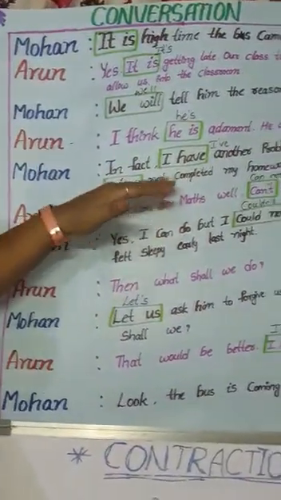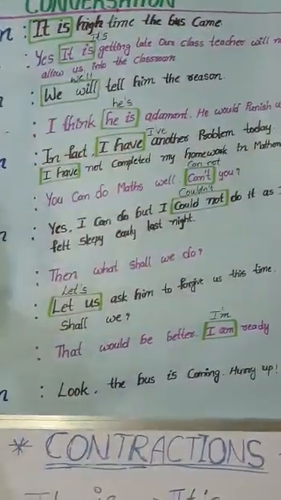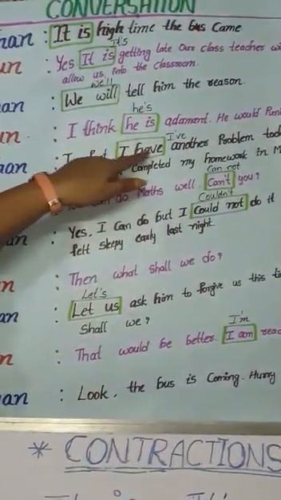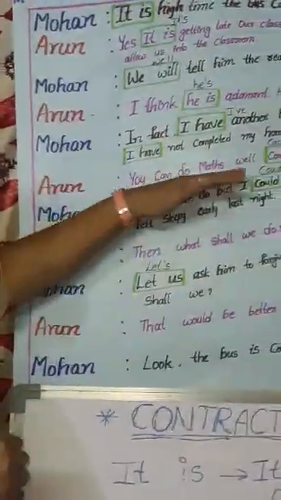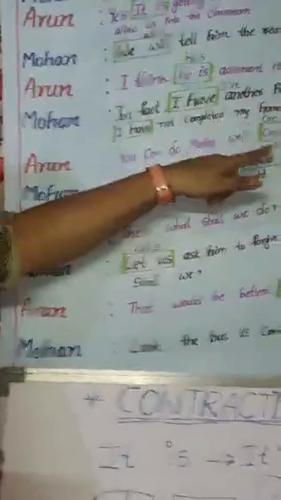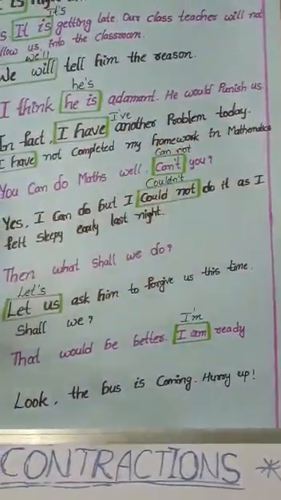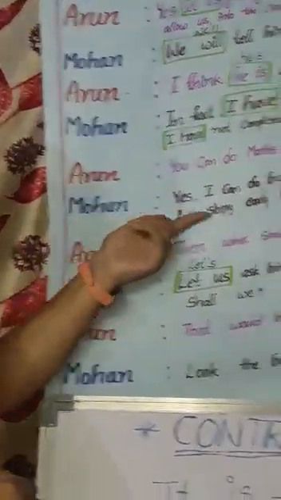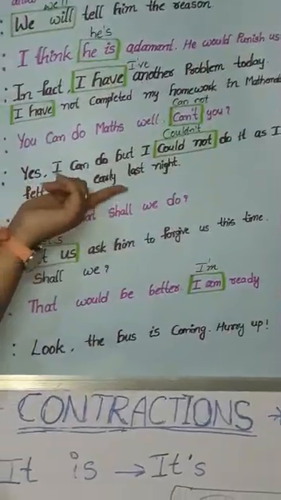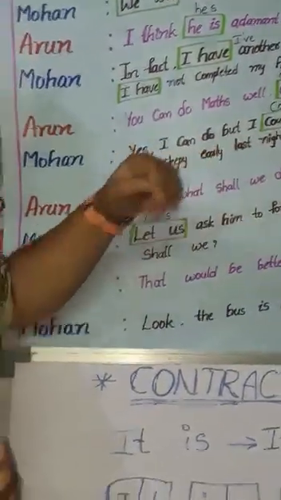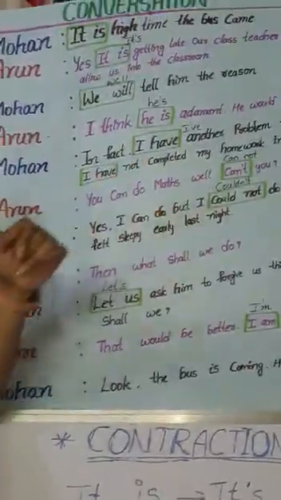Mohan: In fact, I have another problem today. I have not completed my work in mathematics. In the place of I have, we can replace it with I've. Arun: You can do maths well, can't you? See here, one more contraction is added. It is a combination of can not. Mohan: Yes, I can do it, but I could not do it as I felt sleepy last night. So in the place of could not, we can replace it with the contraction couldn't.